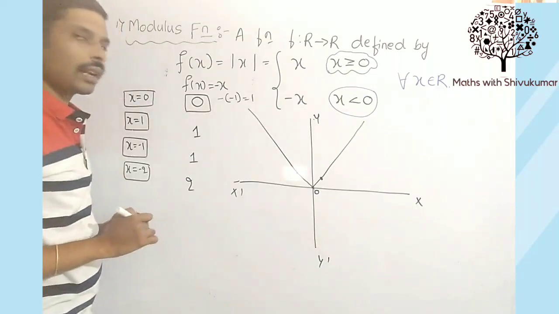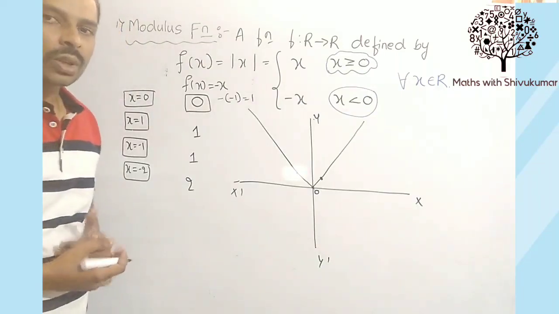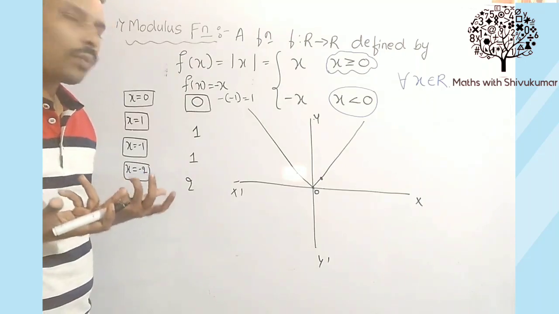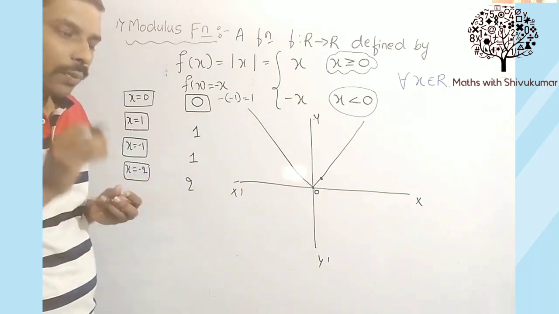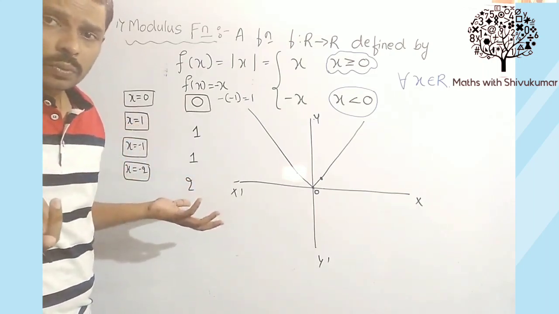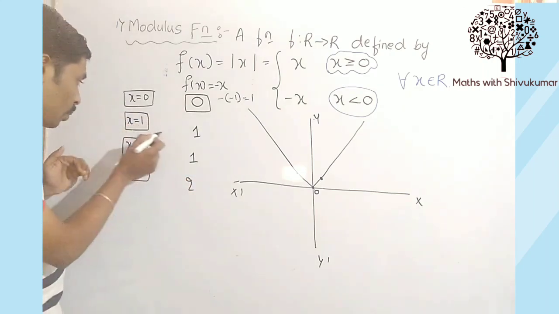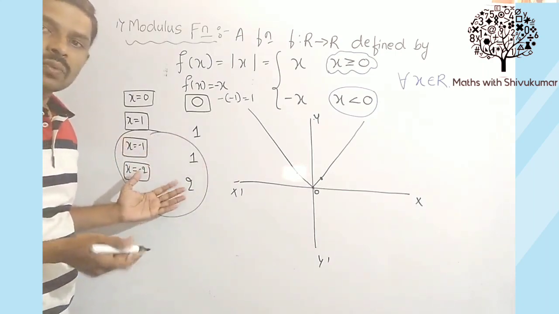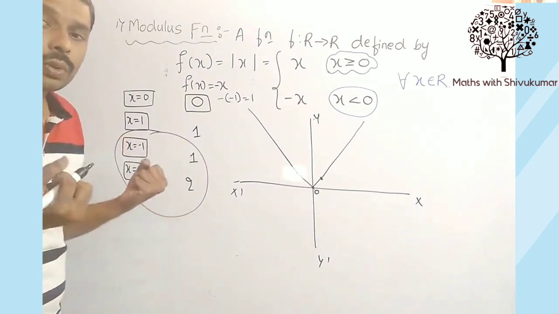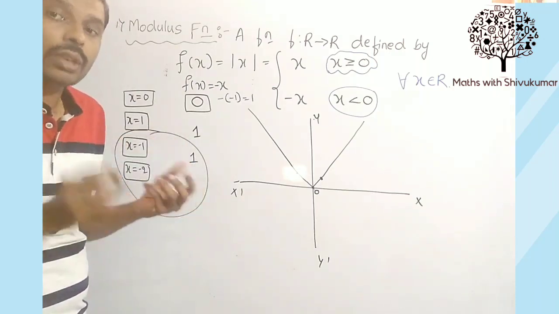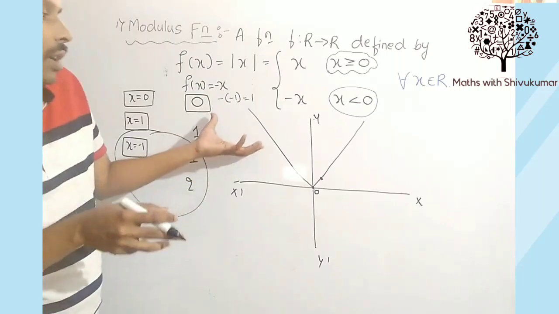This is the graph of the mod x function. Have you observed one important property of this mod function? If I substitute an input value that is positive, the output is positive. If I substitute an input value that is negative, what is the output? Positive only. So the modulus function tells us it is always positive. If you substitute negative also, you are getting positive.